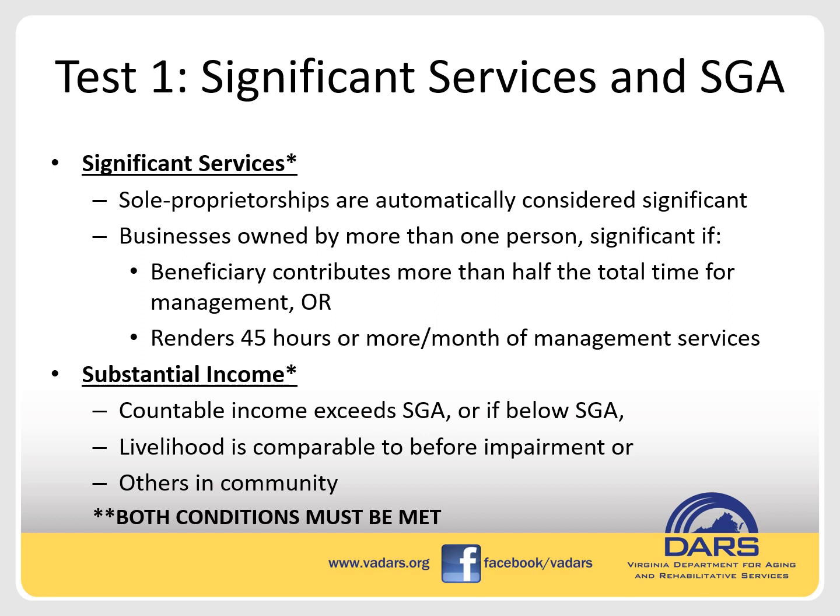So even if countable earnings are not more than SGA, Social Security might find that because they're able to do the same type of work that they used to do before they became disabled, and because the services they're providing to their community and the profits they're making are on track with other businesses in that area, Social Security may say that they're capable of substantial work.